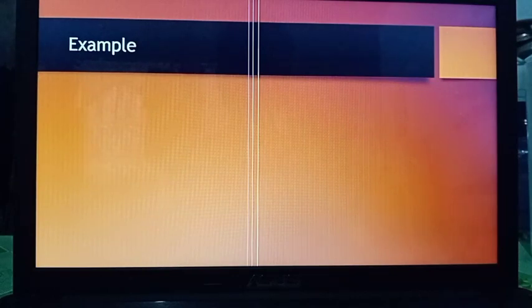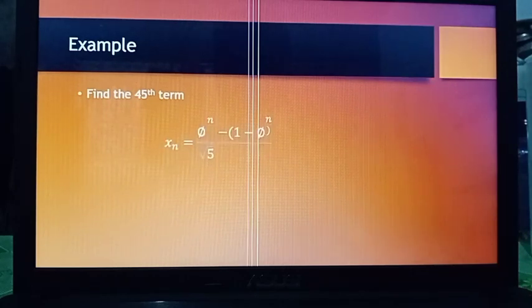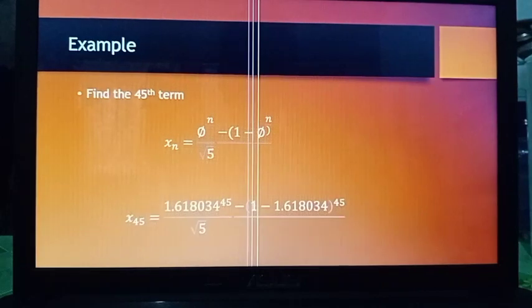So let's move on to our example. Find the 45th term. The formula for this is X sub n equals the golden ratio raised to n minus 1 minus the golden ratio raised to n, divided by the square root of 5. So we are finding the 45th term.